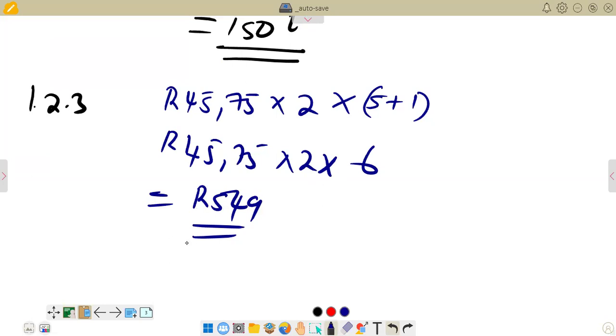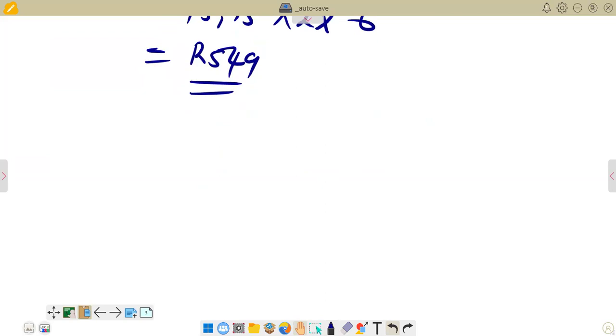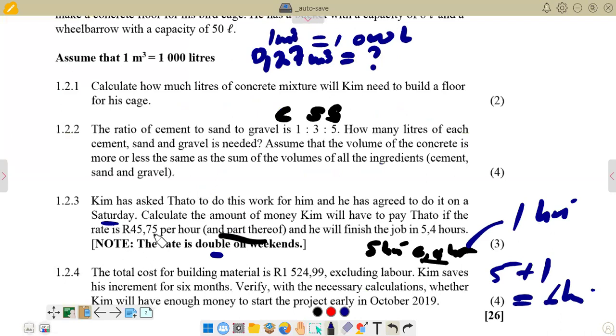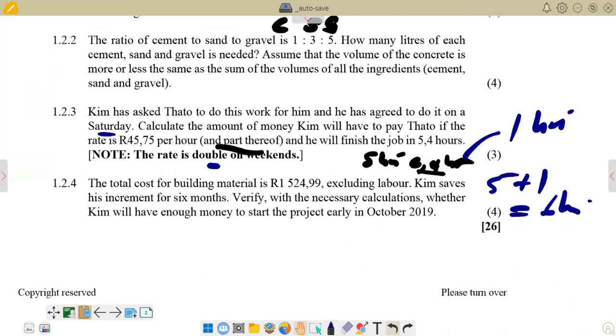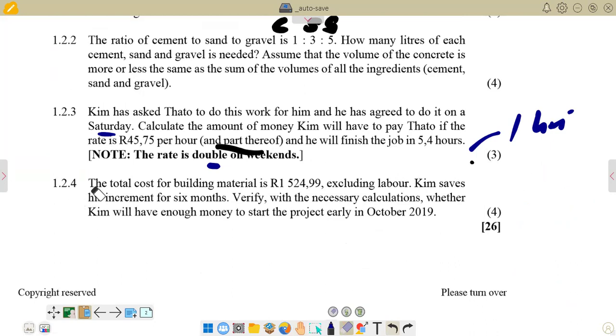Then we move to the last part, which is 1.2.4. So let's see what we have in terms of 1.2.4. If you go back to the question, you'd see that the last part is 1.2.4. It says total cost for building material is 1,524 rand 99 cents, excluding labor. Kim saves his increment for 6 months. Verify with the necessary calculations whether Kim will have enough money to start the project early in October 2019.